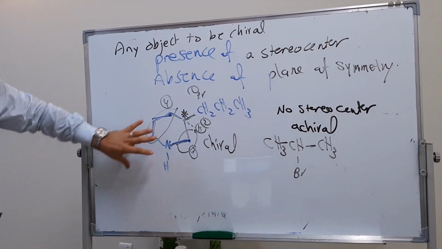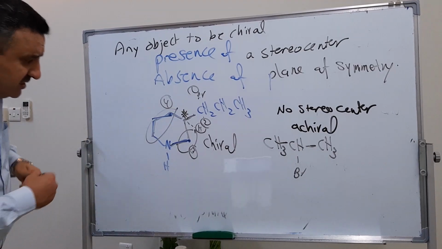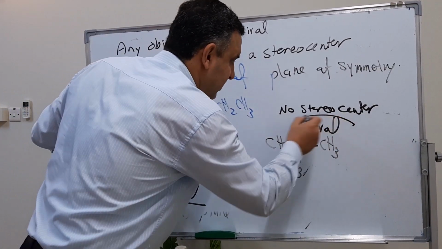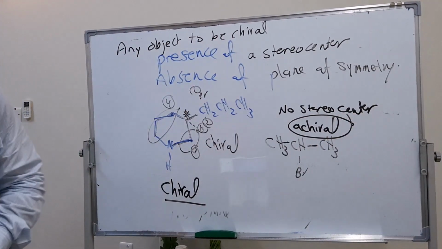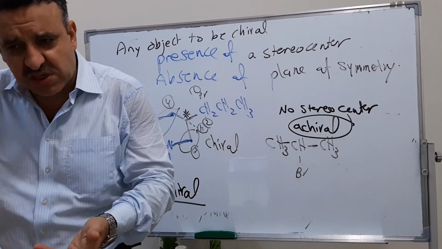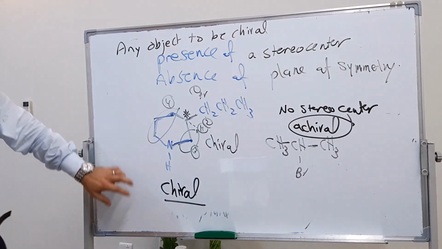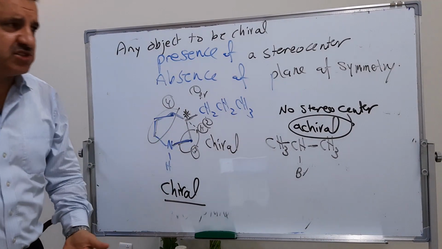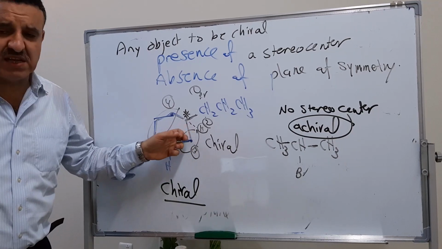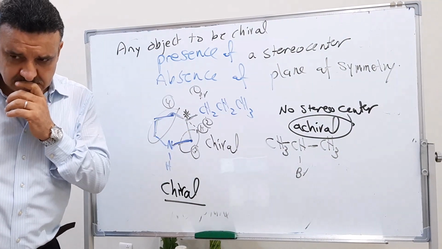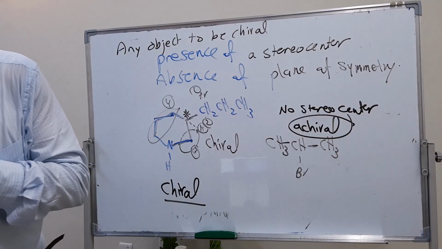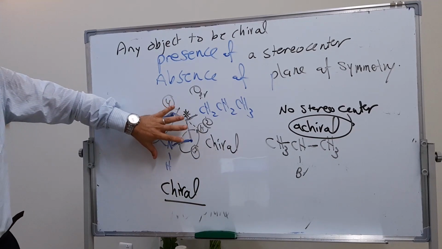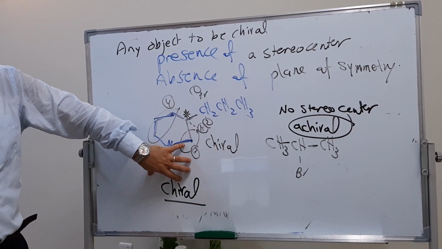Yani, here we said this is chiral, and here we said this is achiral. What does that mean? We are not just dealing with words, we just deal with understanding. What's the meaning of achiral? What's the implication of the presence of a stereocenter in this compound? What does that mean? Any answer? What's the meaning of chiral here?